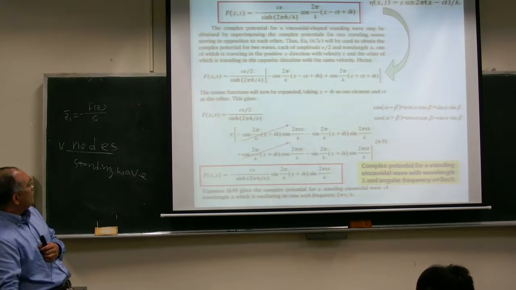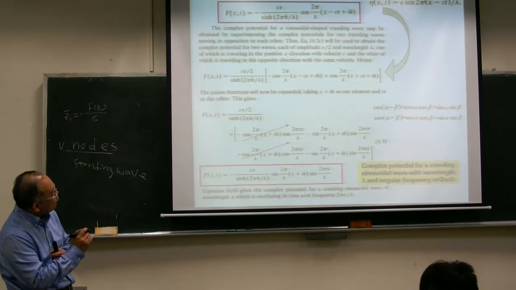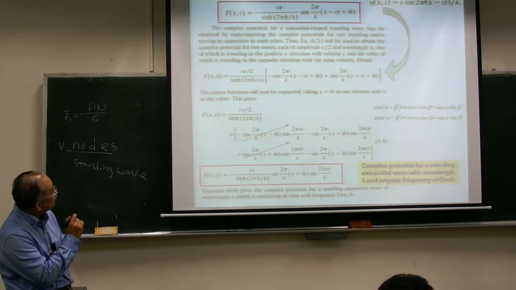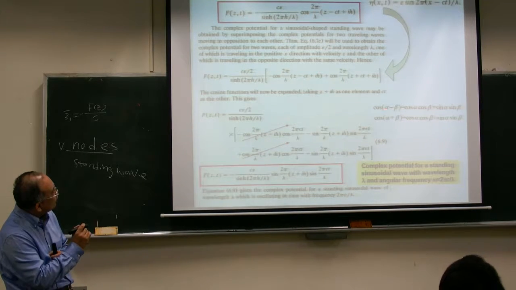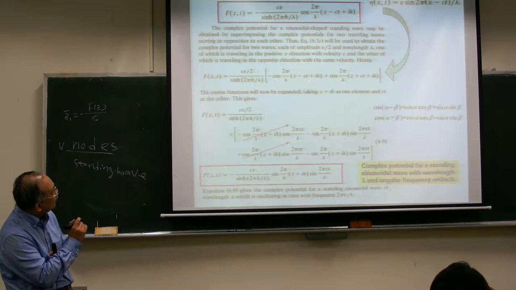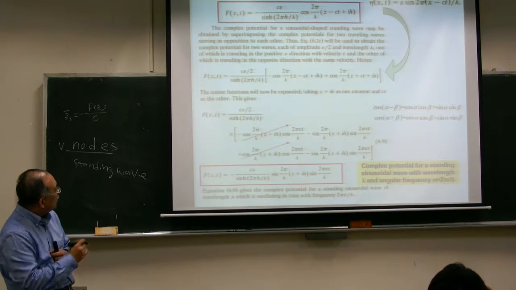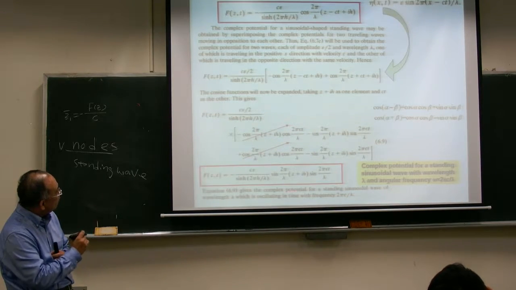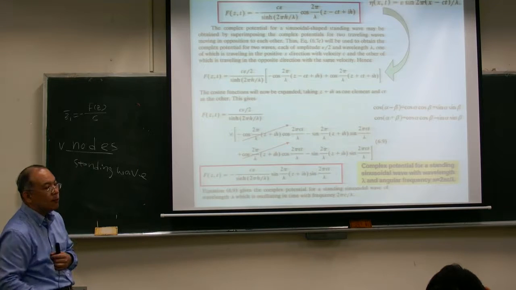So this is an equation we will use: cosine plus sine, cosine minus sine. That gives you this cosine of alpha plus beta, or alpha minus beta. You can have this, and you can cancel one of them and simplify our complete potential for the standing wave, with lambda. So this is the complete potential.